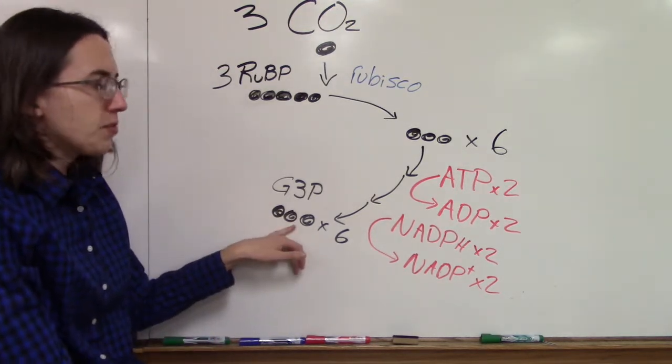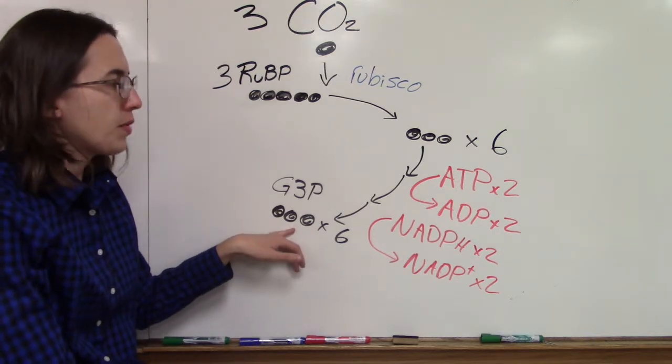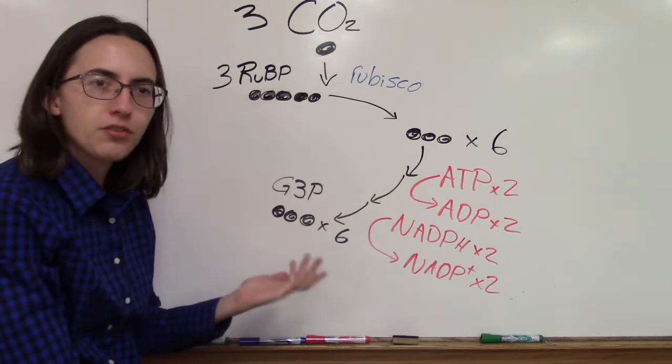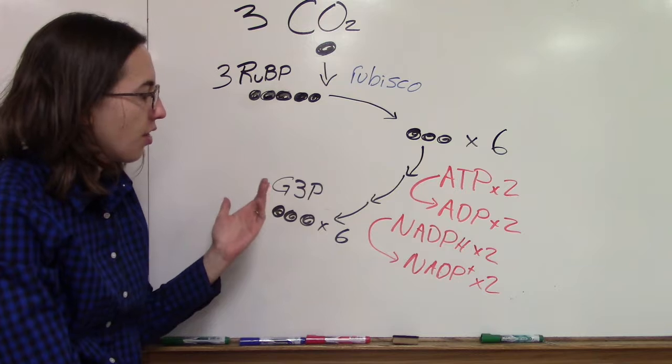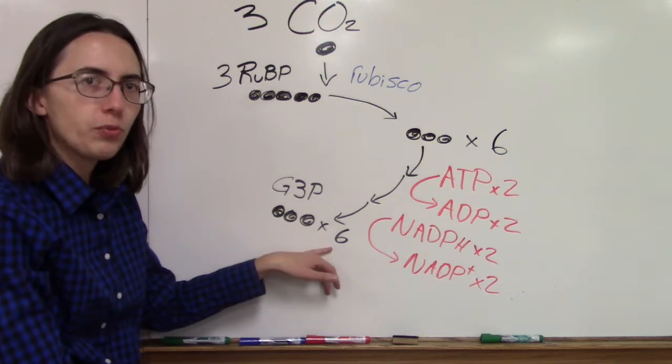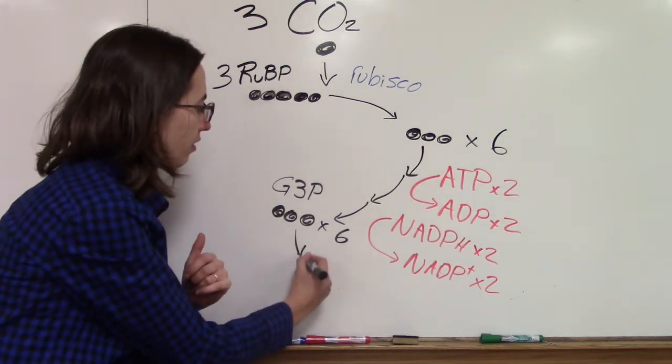Now, at this point when we have 6 G3Ps, once we have made 3 half turns of the cycle, then 1 of these G3Ps is going to leave the Calvin cycle.